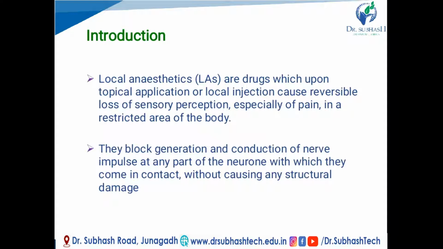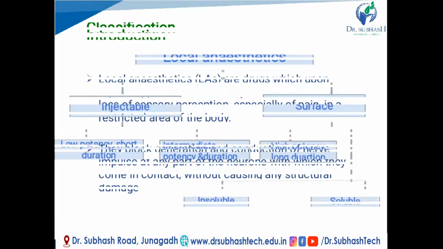So these are the drugs that can be used before minor surgery because these drugs cause reversible loss of sensory perception and especially of pain. Further, these drugs block generation and conduction of nerve impulse at any part of the neuron with which they come in contact without causing any structural damage. So, the advantage of these drugs is they can't do any structural damage, right?